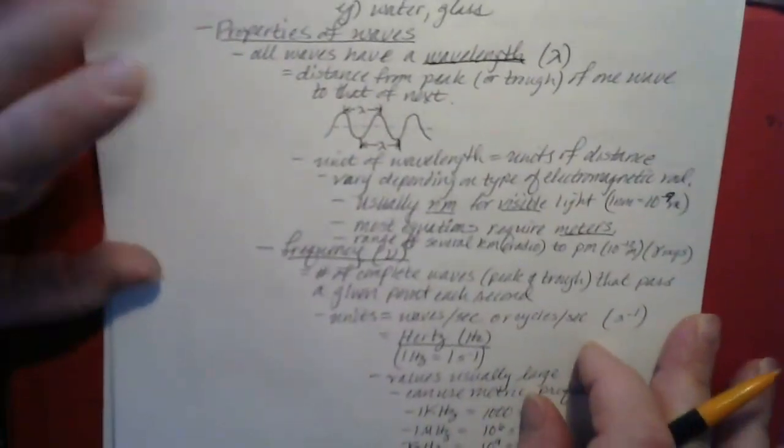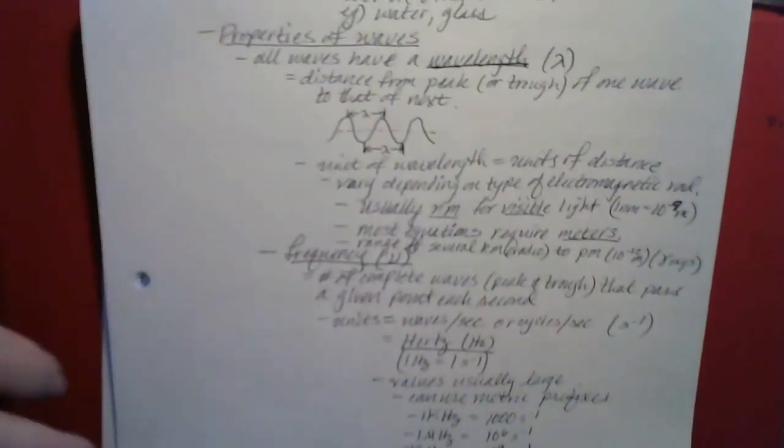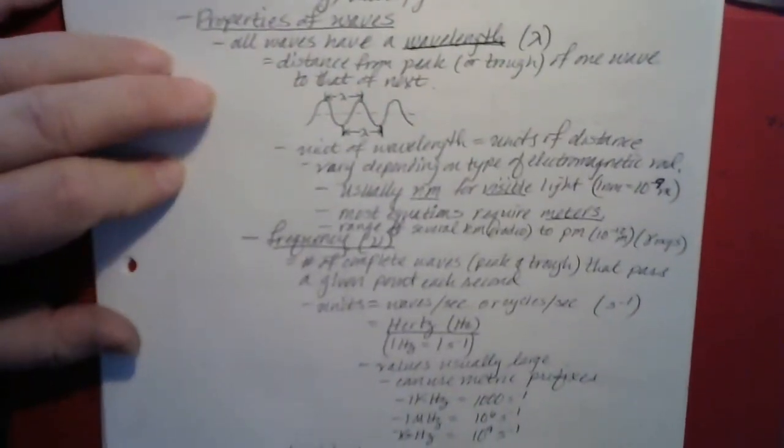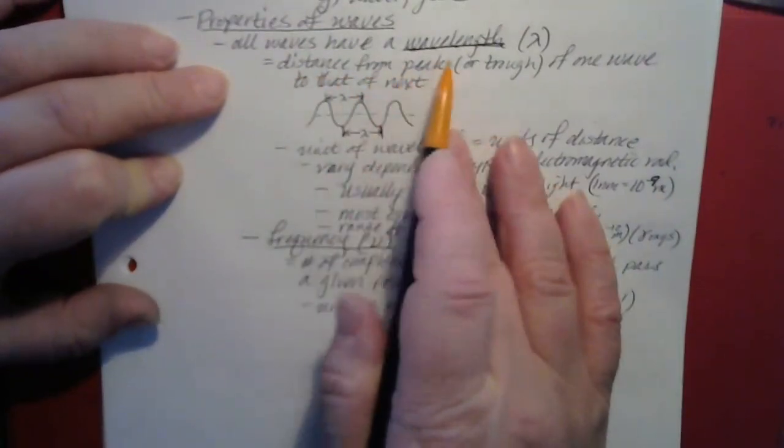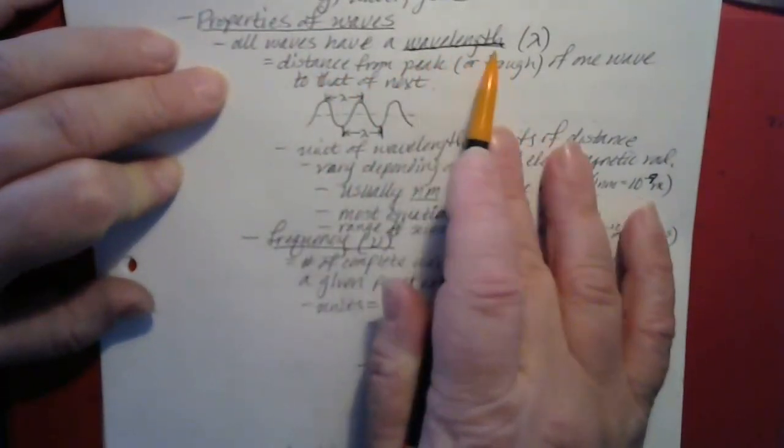Okay, so some properties of waves, because we want to investigate these things scientifically, so that calls for a certain amount of detail. So we better know, what are the basic properties of waves? What are they like, and how do they behave? Well, all waves have what's known as a wavelength.